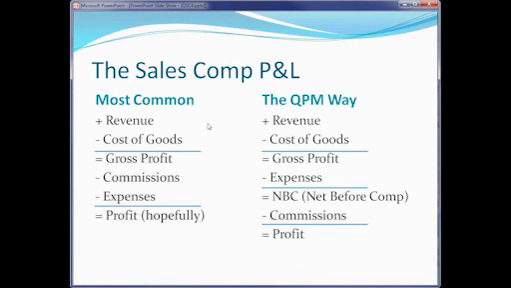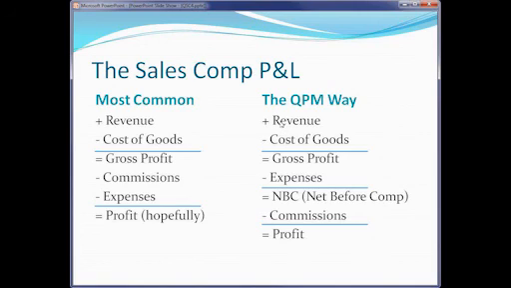Okay, very quickly, I want to just take a look at the way that we structure a P&L sheet to come up with this NBC number. In most P&L sheets, we have revenue less cost of goods gives us gross profit. Then because sales is the first thing in the logistics chain, we take the commissions and the sales costs out. Then we have other expenses and wind up with some profit, we hope.